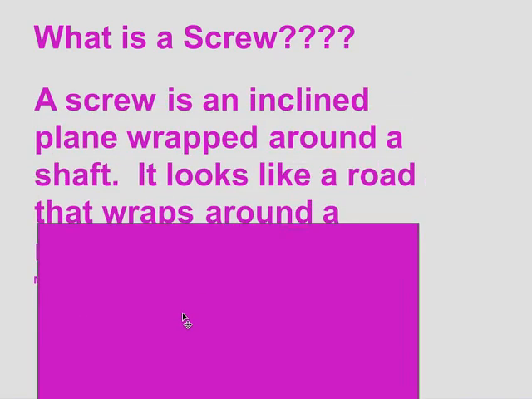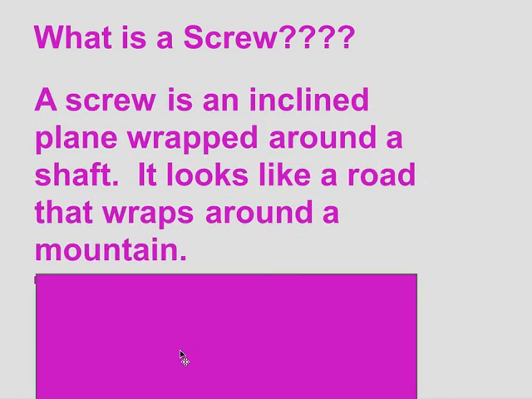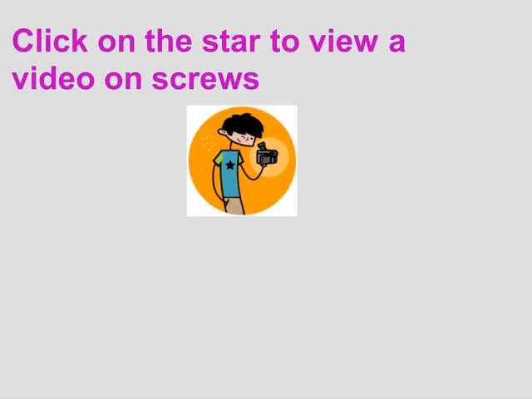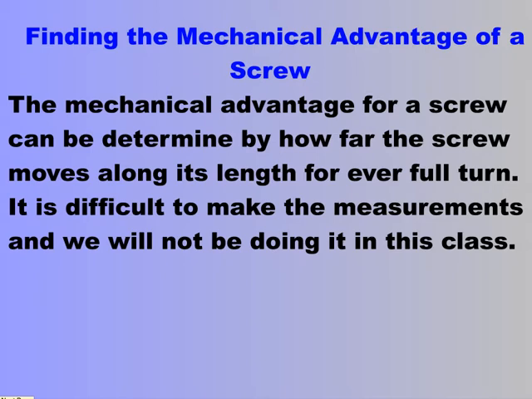A screw is basically then an inclined plane that's wrapped around a shaft. And we all know what a screw looks like. So we won't be working any problems with mechanical advantage of a screw because it's kind of tricky to measure it, but it does have one.